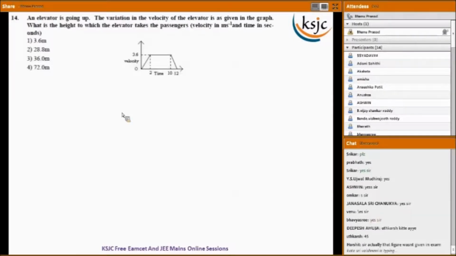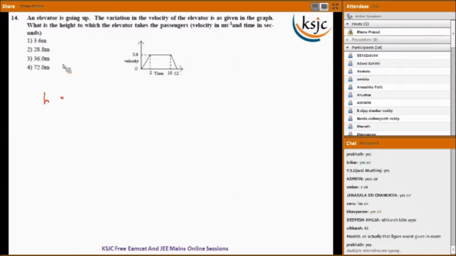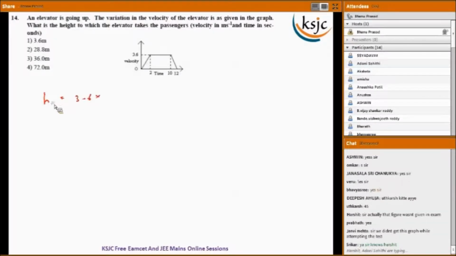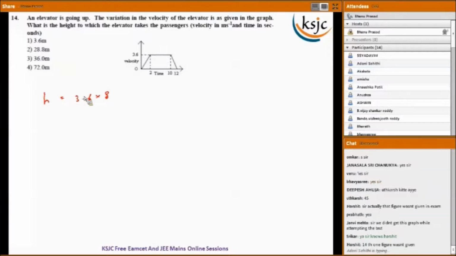So that h can be taken as area of the rectangle plus area of the two triangles. Let us take first area of the rectangle as 3.6 into 8 seconds plus area of the two triangles, 2 into half into base into height, which is 3.6. Now upon simplification, this will lead to 36 meters.